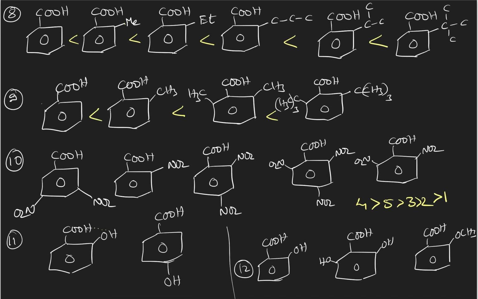Then coming to the 11th one. Do you know what this compound is? This is orthohydroxybenzoic acid, commonly called salicylic acid. A very, very important compound. Salicylic acid is the starting compound for the preparation of very important compounds like aspirin, methyl salicylate, and phenyl salicylate, salol.